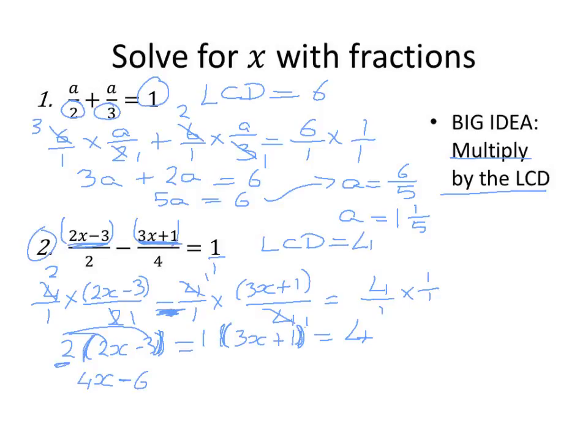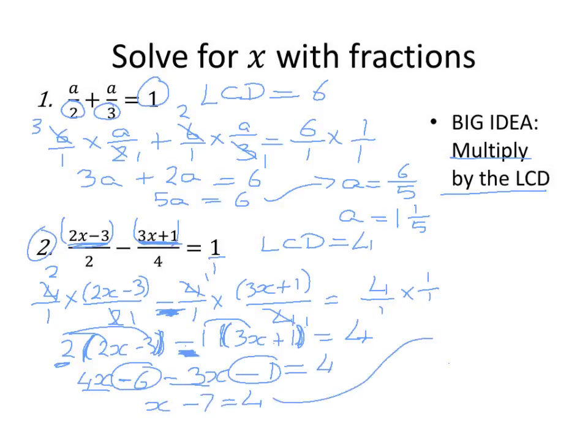So now I've got negative 1, let's make that so it doesn't look like an equal sign, it becomes negative 3x, because negative 1 times 3x is negative 3x, and a negative times positive is a negative. 1 times 1 is 1, is equal to 4. Group your like terms. 4x minus 3x is x, minus 6 over here, minus 1 is minus 7, is equal to 4.